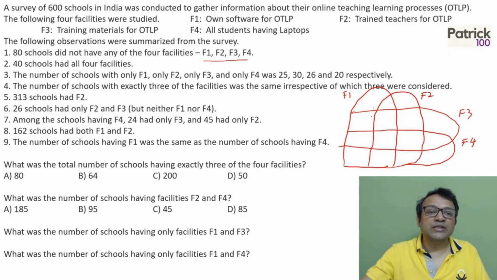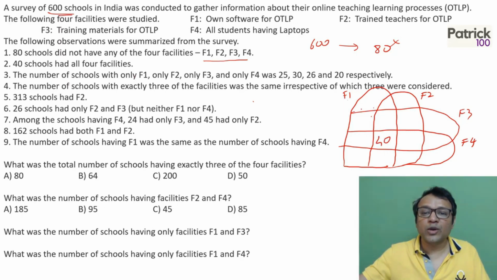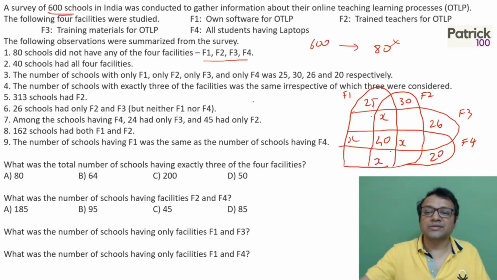So 80 schools did not have any of the 4 facilities. There were a total of 600 schools. Okay, I'll put 600. From that, 80 did not have any of the facilities. 40 schools had all the 4 facilities. The number of schools with only F1, only F2, only F3, only F4 is given as 25, 30, 26 and 20. The number of schools with exactly 3 facilities is the same irrespective of which 3 are considered. So you have X, X, X and X, all 4 are X.